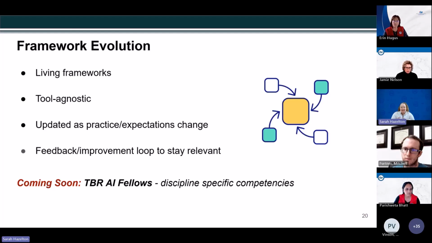They will be taking these larger frameworks and creating some discipline-specific guidance, same concept, framework guidance, but specific to the adoption of AI and the ethical and effective use of AI. So know that that's coming soon. This is step one in a bigger vision, but I also want to tease you with the fact that we are going to have some TBR AI Fellows. It's going to be a lot of fun. So that is coming soon in this process.